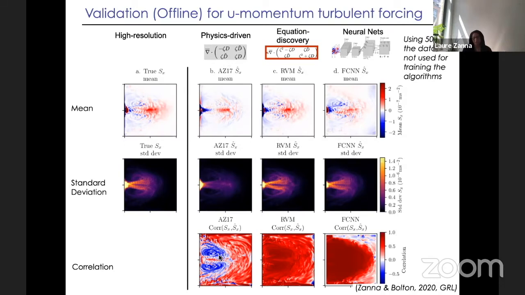And so let's just look at the correlation between the forcing that is directly diagnosed and the truth. You can see that our physics-driven parameterization offline doesn't look quite good, right? Basically, it's anti-correlated in a large chunk of the domain, but does a decent job in other parts. If you look at the equation discovery, the correlation is quite uniform, so it's positive everywhere. It seems to be doing a pretty good job in a large part of the domain.